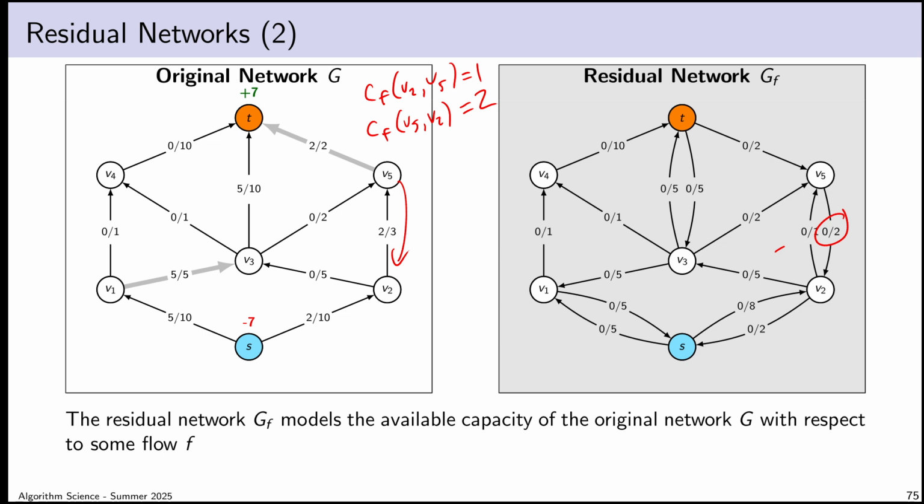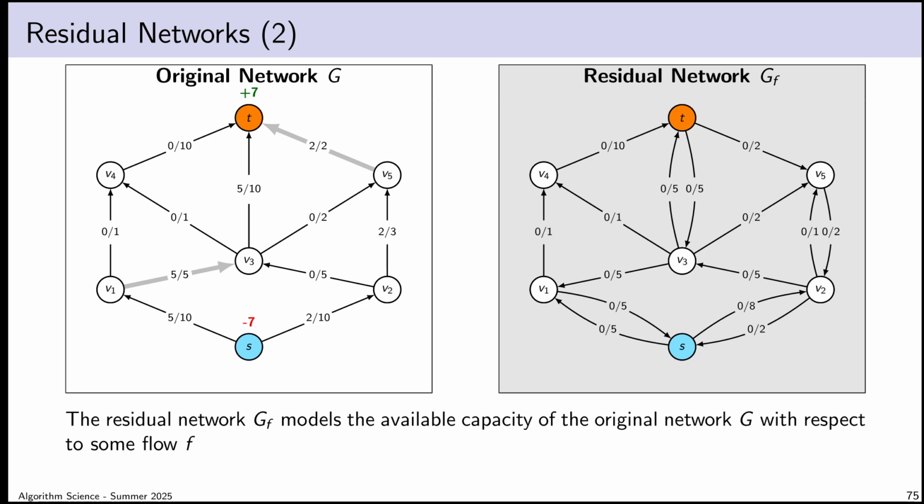What's great about the residual network is if I want to assess whether I can send flow from S to T, all I really have to do is find any path in the residual network. So for example, here is a path in the residual network. And this tells me there is some way of sending flow from vertex S to vertex T in the original network. It might require traversing some edges backwards, but some way does exist.